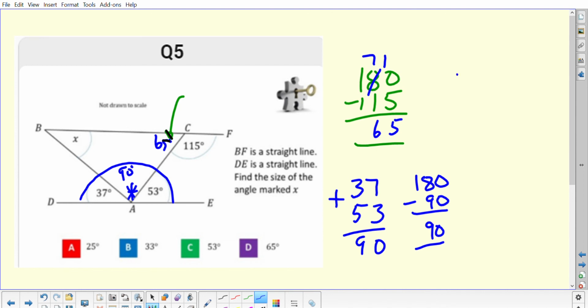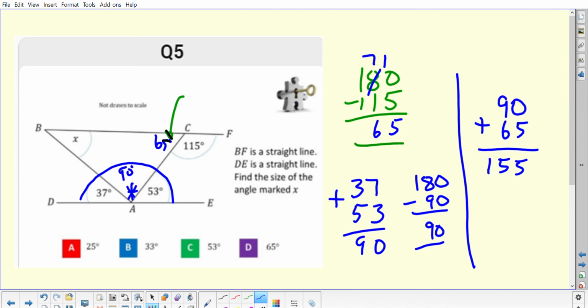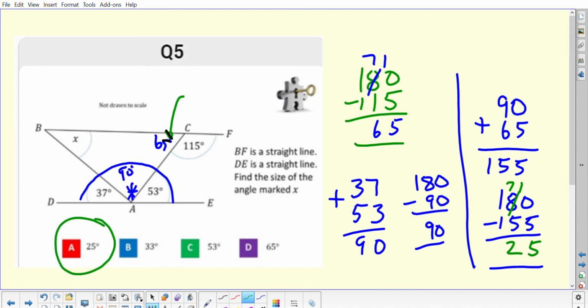So now you know two angles in your triangle. You've got 90 and you've got 65. If you add them together, you get 155. And if you then take that away from 180, you will find that your missing angle size is 25 degrees, which would be answer A. So a mixture of different angle facts coming into play here, and you need to be prepared. It's a good idea sometimes to draw your diagram out and work your way around till you find the answer that you're looking for.